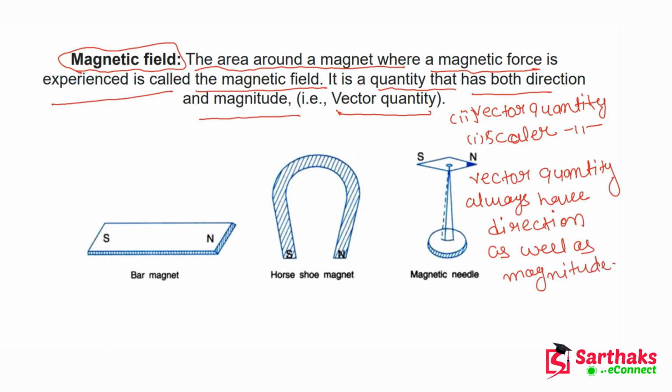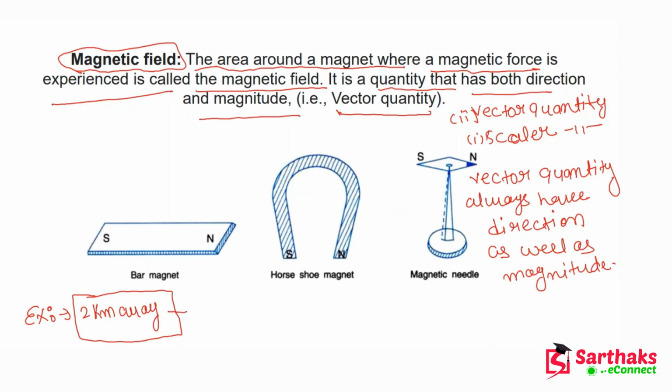So vector quantities have both direction and magnitude. Let me explain this by an example. Suppose I want to go to my friend's house, and I tell you that my friend's house is 2 kilometers away from your house. Will you be able to reach it just by knowing the distance? No, you won't be able to go.